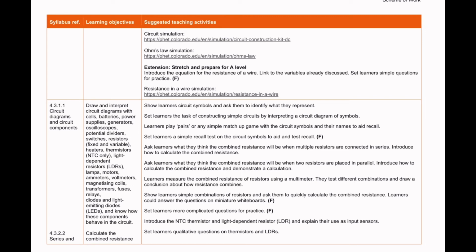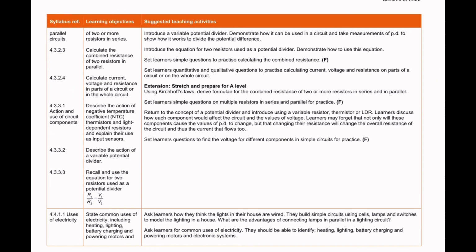Draw and interpret circuit diagrams with cells, batteries, power supplies, generator, oscilloscopes, potential dividers, switches, resistors, heaters, thermistors, light-dependent resistors, lamps, motors, ammeters, voltmeters, magnetizing coils, transformers, fuses, relays, diodes, and light-emitting diodes, and know how these components behave in a circuit. Key concept: series and parallel circuits.